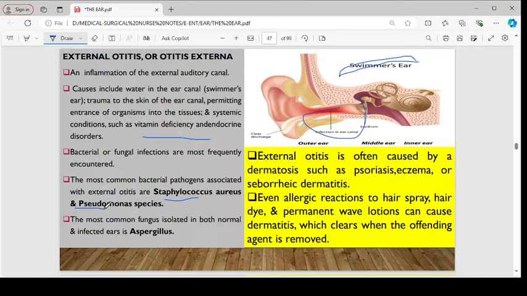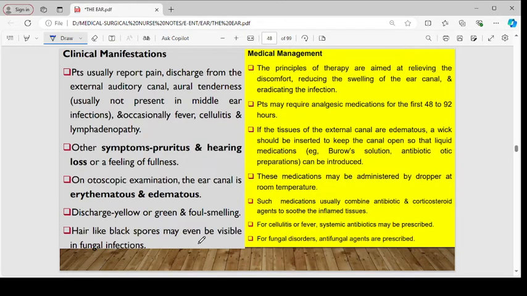The most common fungus isolated in both normal and infected ears is Aspergillus, right? But external otitis is often caused by dermatoses such as psoriasis, eczema, and seborrheic dermatitis. Even allergic reactions to hair spray, hair dye, and permanent wave lotions can cause dermatitis, which clears when the offending agent is removed.